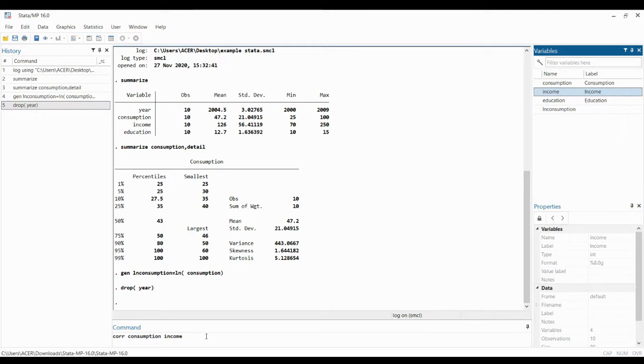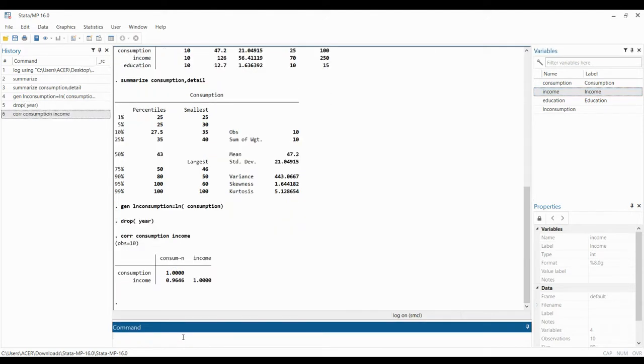So the command is CORR, then space, then the first variable, then again a space, then the second variable, and then enter. So it gives us the correlation matrix. The correlation coefficient between consumption and income, as we can see from the result window, is 0.9646. So that means we can say that these two variables are highly correlated.